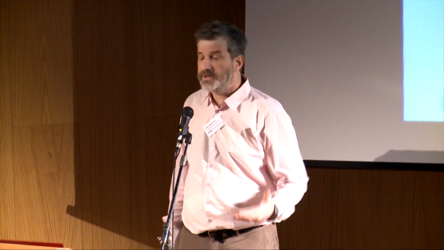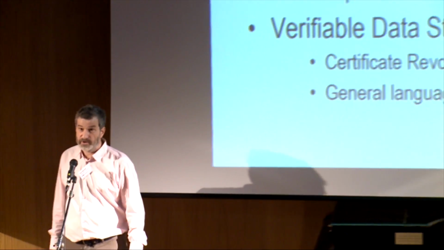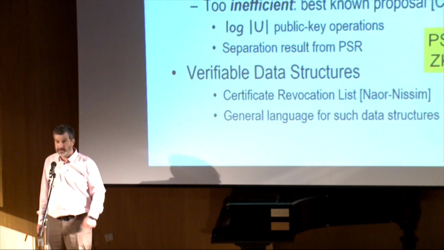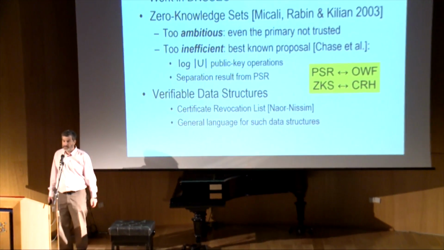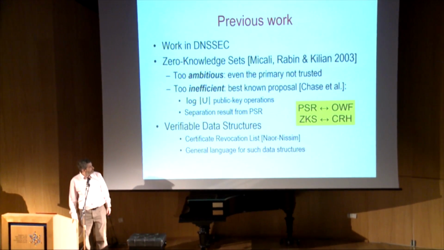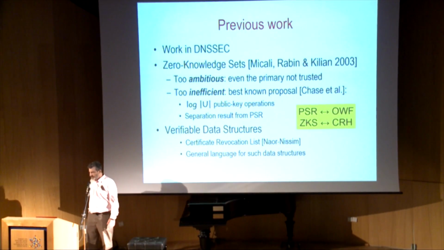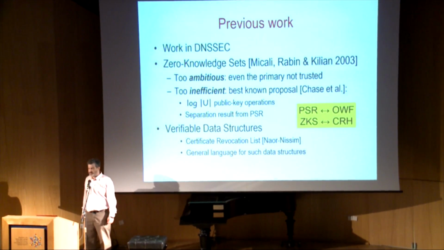And more formally, we can actually separate them. PSR is equivalent to the existence of one-way functions. There are PSRs if and only if one-way functions exist. On the other hand, zero-knowledge sets are equivalent to collision-resistant hashing. And we know these two primitives can be black box separated. So clearly it's not the same creature.